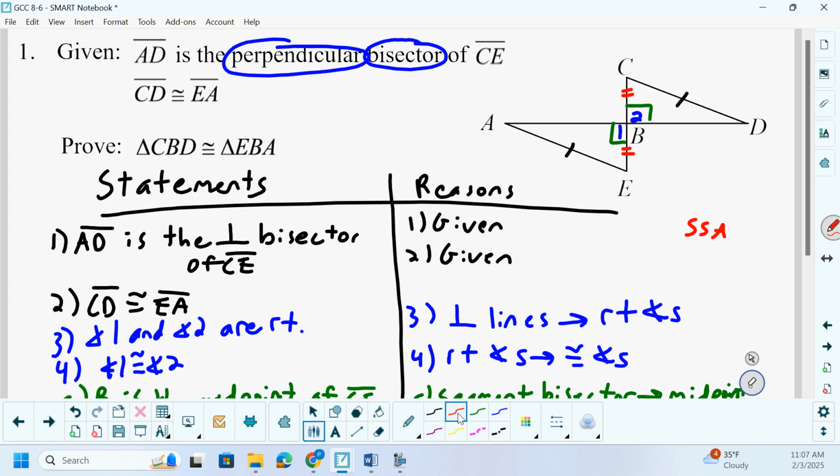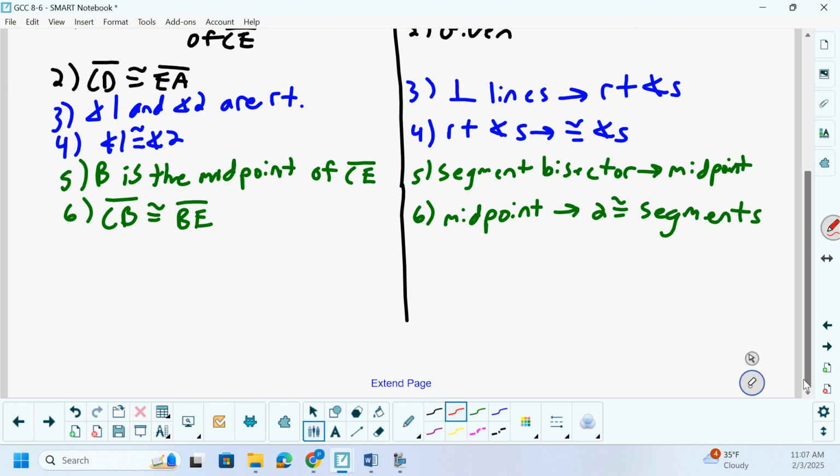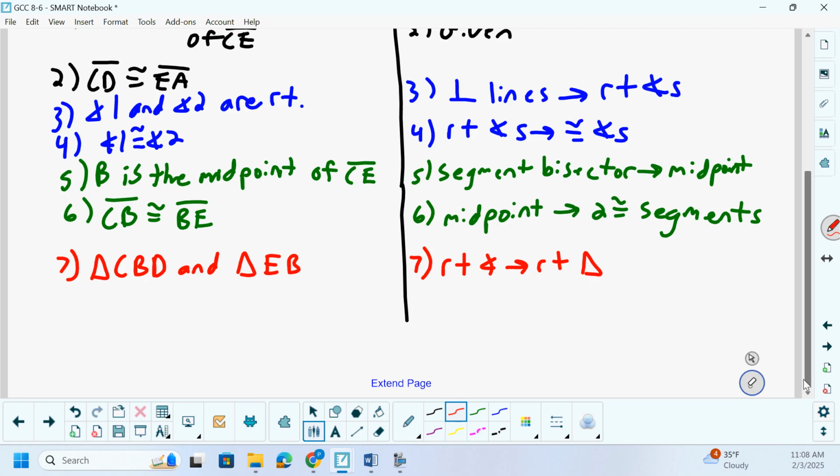The special case of SSA that works is if your angle's a right angle. So notice our angle happens to be a right angle. So we're going to be able to still prove this. Here's what we need to do to prove this. In reason 7, we're going to use our top reason on our card. We're going to say that right angle implies right triangle. And then in the statement, we'll just say the two triangles we're working with are right. So we'll say triangle CBD and triangle EBA are right.